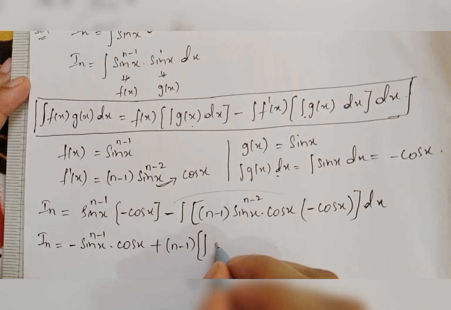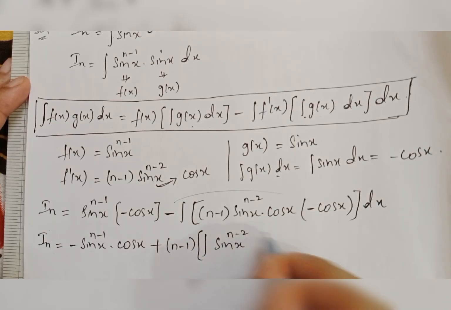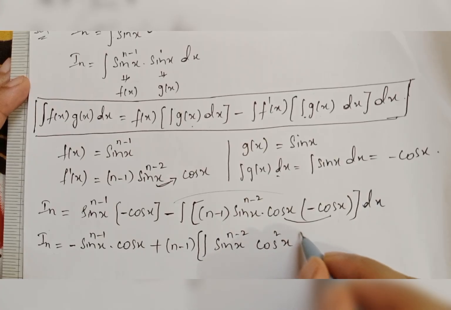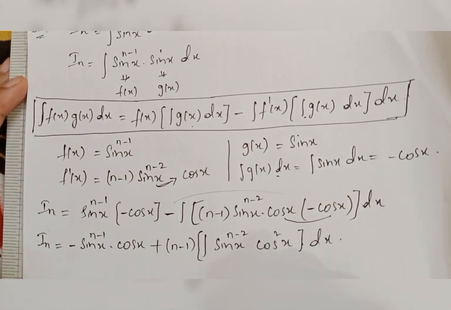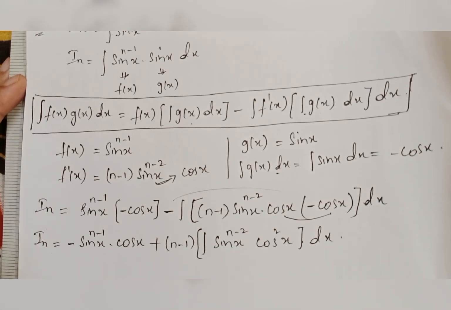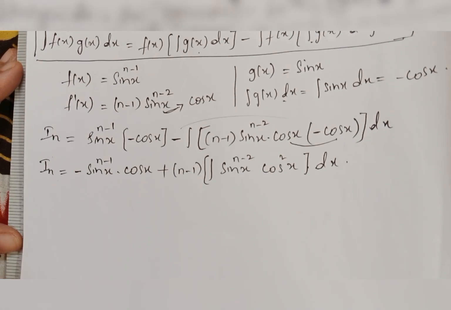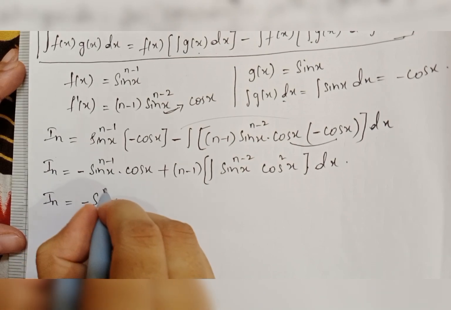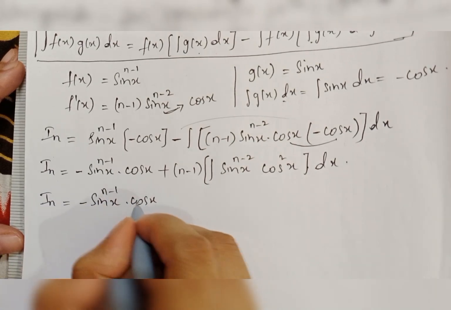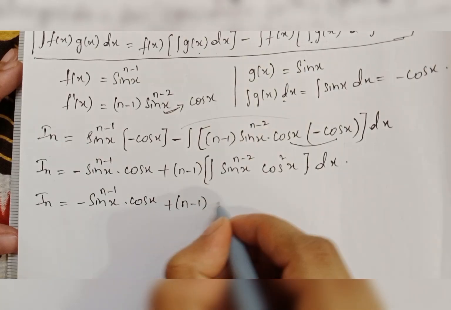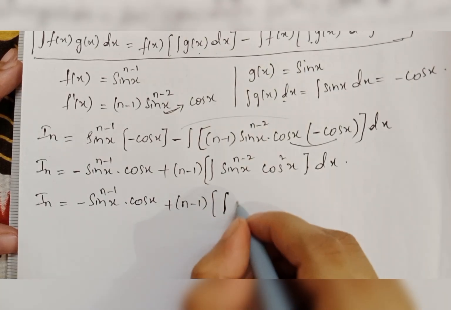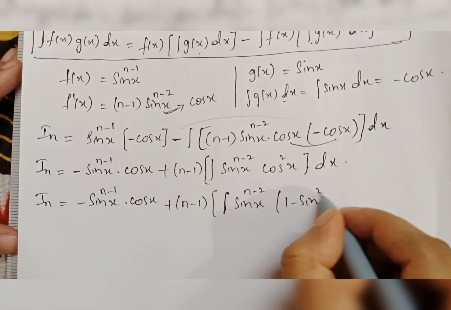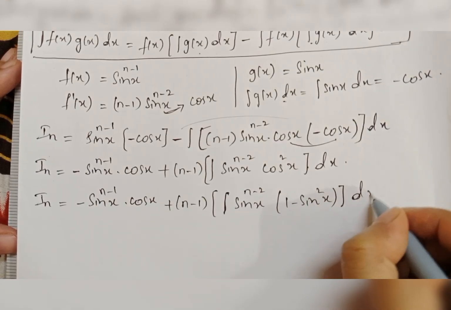Integral sin x power n minus 2, here cos into cos will become cos square x dx, right? Now we can write cos square x as 1 minus sin square x. I_n is equal to minus sin x power n minus 1 into cos x plus n minus 1 integral sin x power n minus 2 into 1 minus sin square x dx.